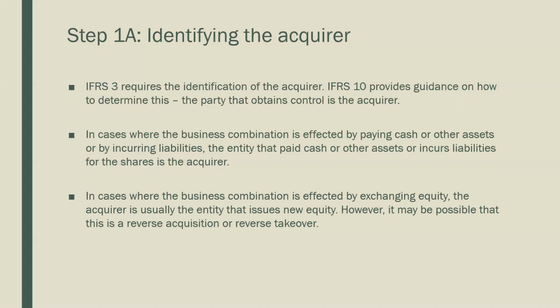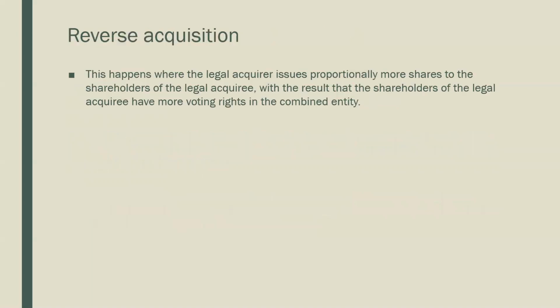Sometimes, though, the business combination is effected by exchanging shares. So in that case, again, the acquirer is usually the entity that issues new shares. However, this is a potentially tricky area. It is possible that the way in which the combination is structured could result in a reverse acquisition or reverse takeover. So what's a reverse takeover? This happens where the legal acquirer, the company that for legal purposes is seen as the acquirer, ends up issuing proportionally more shares to the shareholders of the legal acquiree. And the result then is that the shareholders of the legal acquiree have more voting rights in the combined entity.